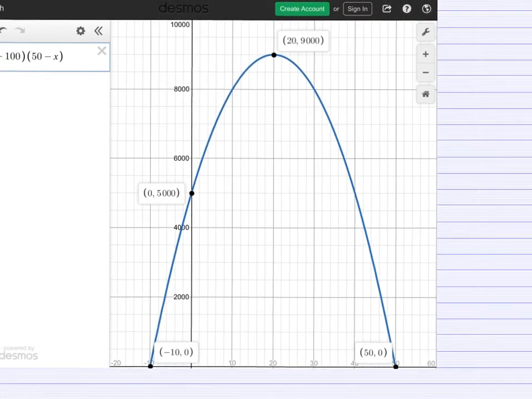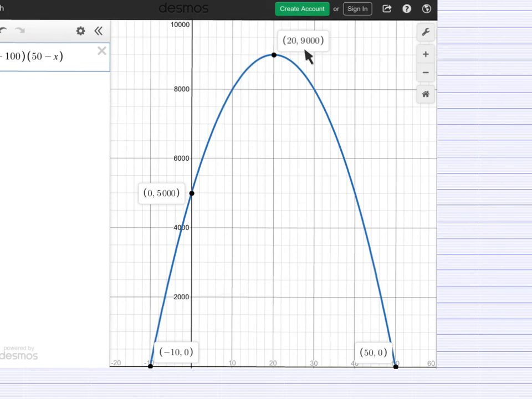Now, if we look at this parabola, if they make no change, if they knock no dollars off, remember X is the number of dollars they are knocking off, they're going to make $5,000. And if I look up here at my vertex, it says if they knock $20 off. Now, if they knock $20 off, that means they're charging $30 per ticket.